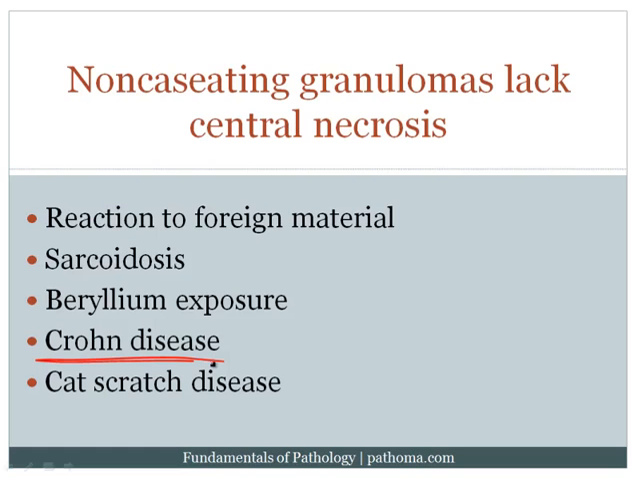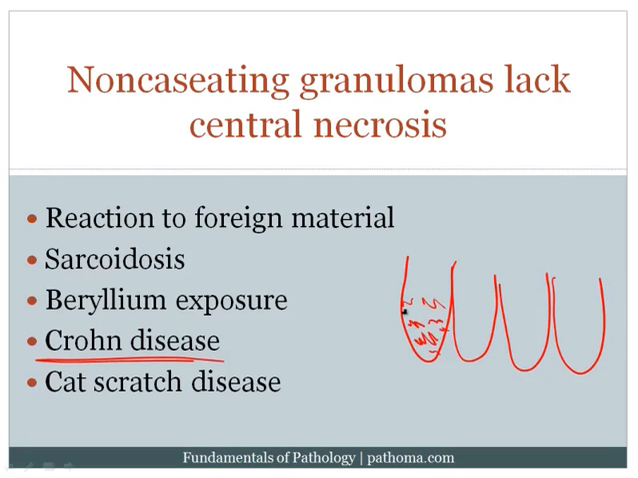And crypt abscesses basically mean that the colon is made up of a bunch of crypts that line up like test tubes, and in the bottom of these crypts you get neutrophils. Those are called crypt abscesses, and that is the histologic hallmark of ulcerative colitis, whereas the histologic hallmark of Crohn's disease is a non-caseating granuloma. And again, you have to know the histologic hallmark. It's very important to be aware of.